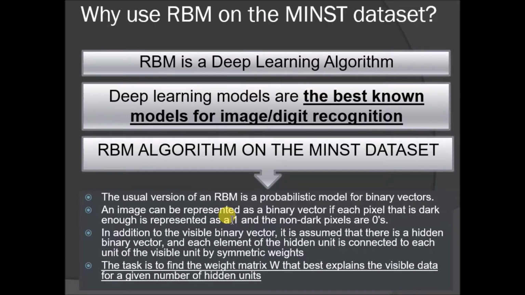And we're going to send the information, these binary vectors, from the visible layer to a hidden layer, which was probably explained by one of my classmates already, in order to get symmetric weights. What we have to do is find the weight matrix and go back and forth between the hidden layer and the visible layer in order to get a prediction of the number that we're going to end up having.